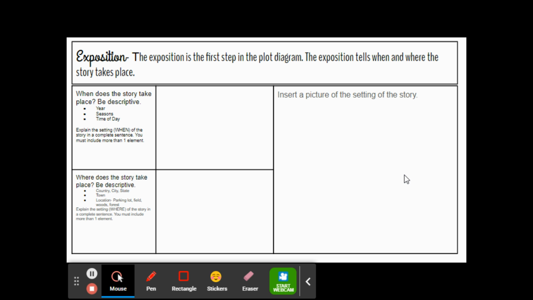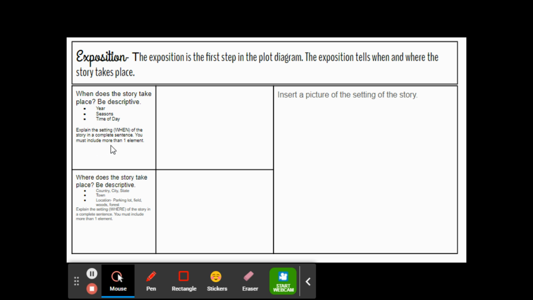The next slide is going to be the exposition. The exposition is the first step in the plot diagram. The exposition tells when and where the story takes place. When does the story take place? Be descriptive. Year, seasons, time of day. Explain the setting, the when of the story, in a complete sentence.